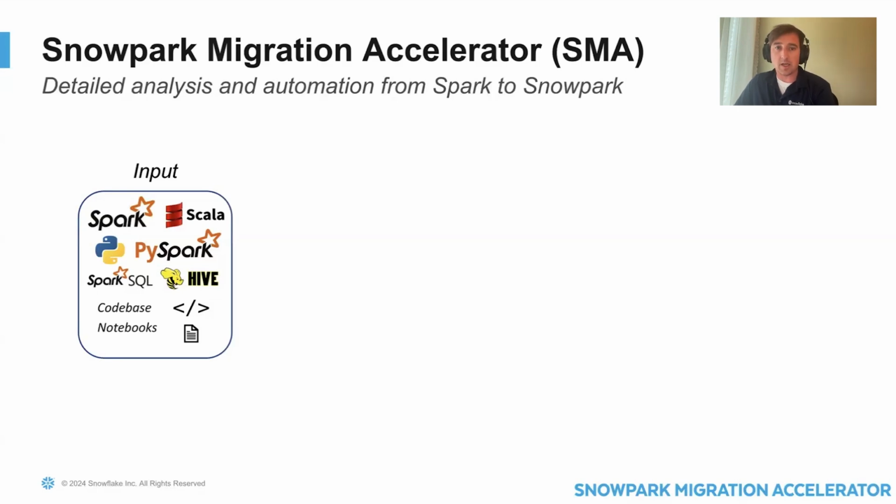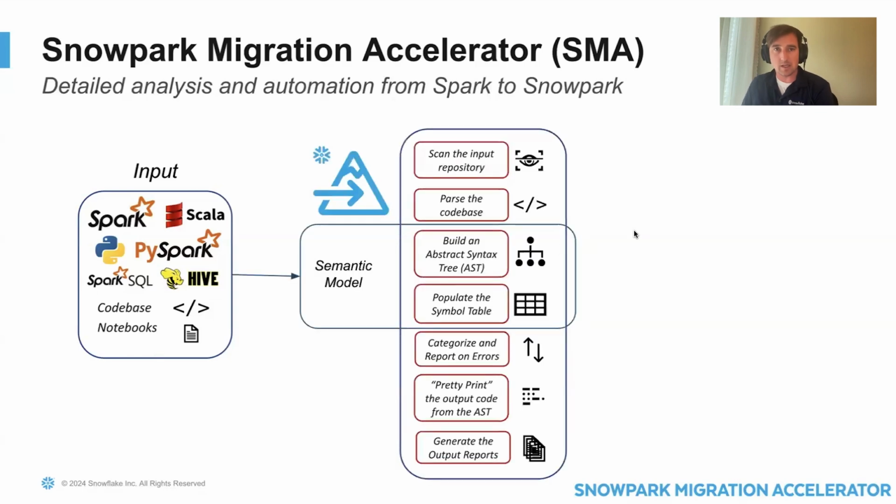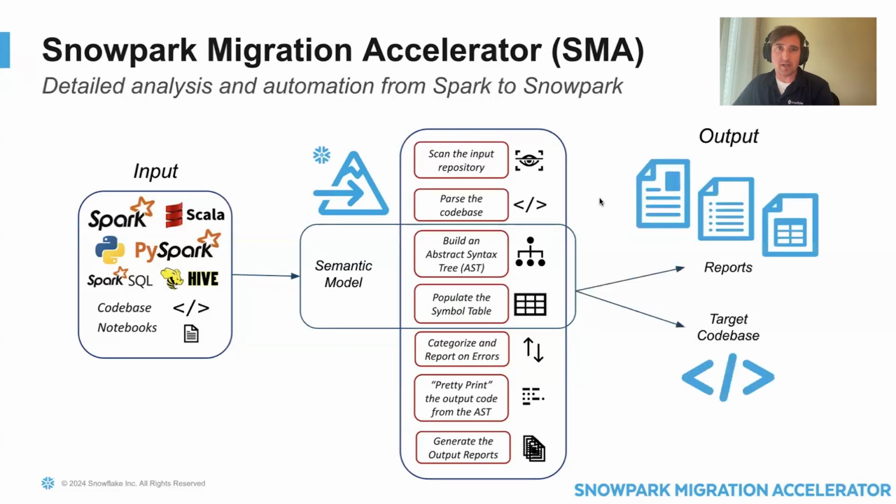Now, this is not a regex or a glorified find and replace tool. The SMA scans a code base. It creates a complete semantic model that represents the functionality in the code base. And then from this model, two main artifacts are generated.